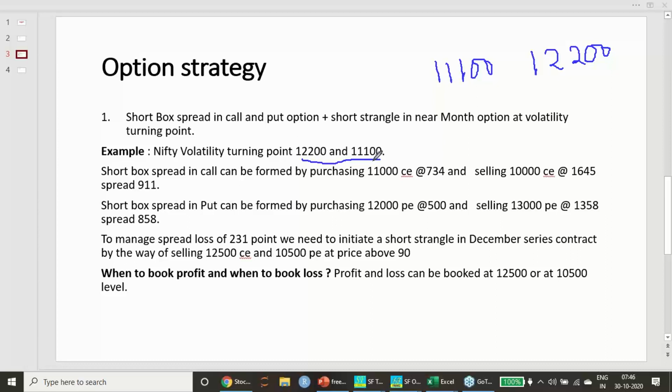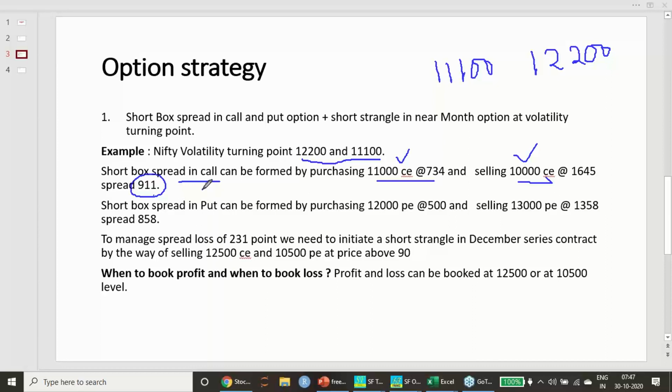There is some 8 to 10 points difference here, 197 here, 108. So there is only a 5 to 7 point difference. So what strategy do we have to initiate? A short box spread in calls can be formed by purchasing 11,000 call options and selling 10,000 call options. The short box spread is initiated with a spread of 911 rupees, meaning you got a credit. You are selling the 10,000 call option, and I have entered today's price here, buying the 11,000 call option. So with 911 points of spread, how much will you be losing here?